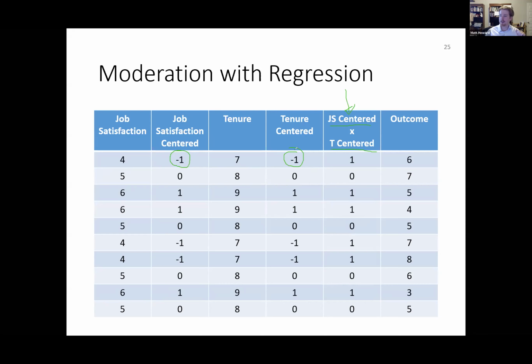And we see that -1 times -1 is 1, 0 times 0 is 0, 1 times 1 is 1, and so on and so on. And once again, in Excel, you do have to do this yourself. You would have to add the column, you would have to label it, and then you would have to type in the formula for the first cell. And then my guide shows you how to copy it automatically for all the others. But in Jamovi, you do not need to create these new variables. Jamovi will do it behind the scenes for you.